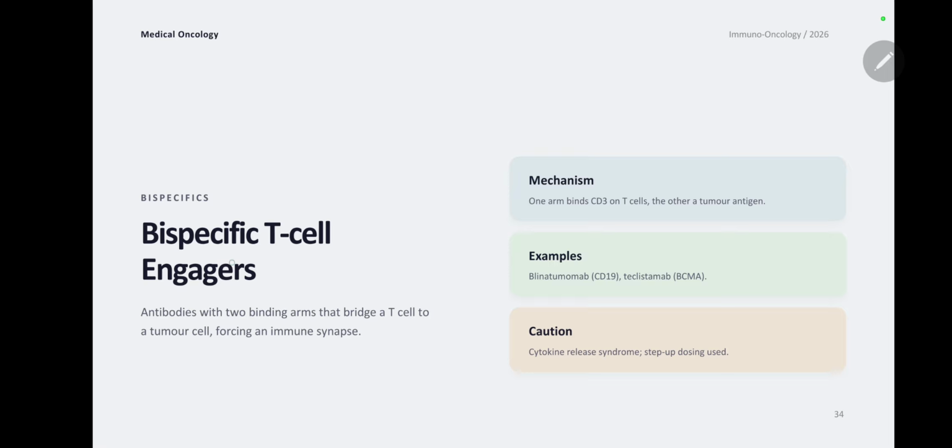One important thing is the bispecific T cell. Bispecific T cell means this type of T cell uses one arm to bind to CD3 on the T cell and another to the tumor antigen, like belantamab and some other agents. We will discuss all of these in separate classes.